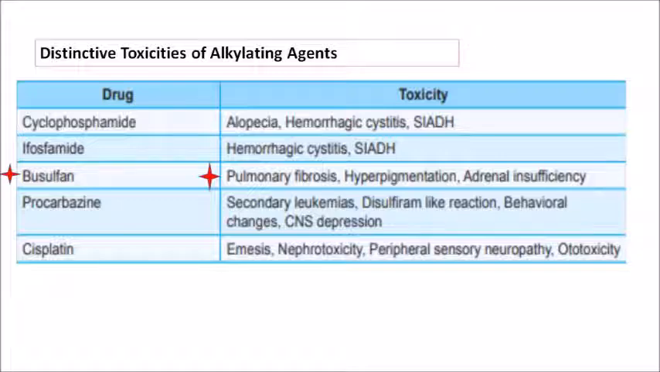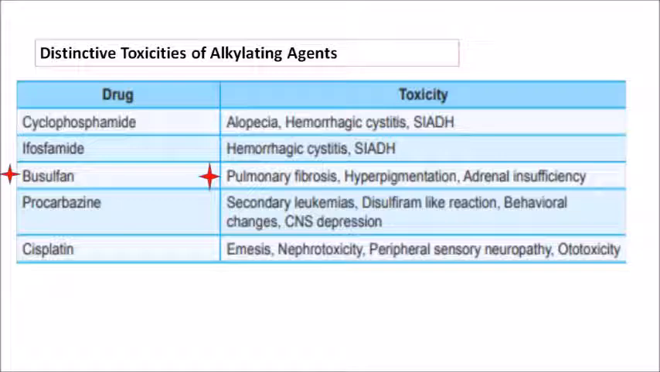First, distinctive toxicities of alkylating agents. Cyclophosphamide causes alopecia, or loss of hair, which is a common side effect of anti-cancer drugs. Hemorrhagic cystitis, you should remember; we'll expand on hemorrhagic cystitis. Then it also causes SIADH, the syndrome of inappropriate secretion of ADH hormone. Ifosfamide also causes hemorrhagic cystitis and SIADH. Cyclophosphamide and ifosfamide, you have to remember hemorrhagic cystitis.